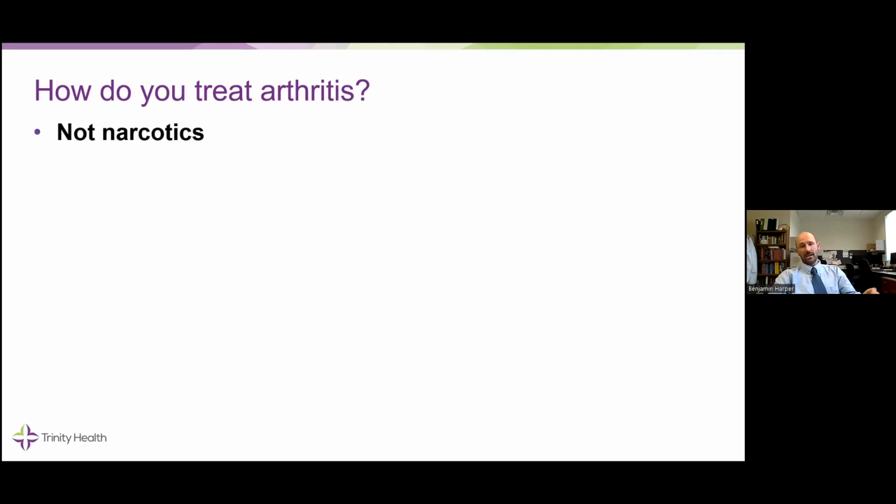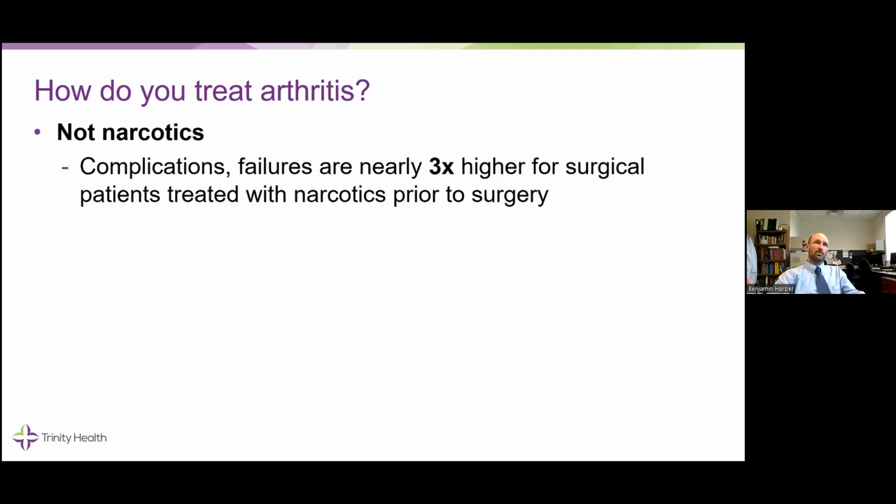Not narcotics. And just like weight loss, this is a topic that seems counterintuitive at first. I have pain, why not treat it with pain medicines? And if Tylenol isn't enough, why not narcotics? So from a surgical perspective, and there may be times this is reasonable, but from a surgical perspective, there are higher rates of complications and failures if patients are on narcotics prior to surgery, leading up to it.